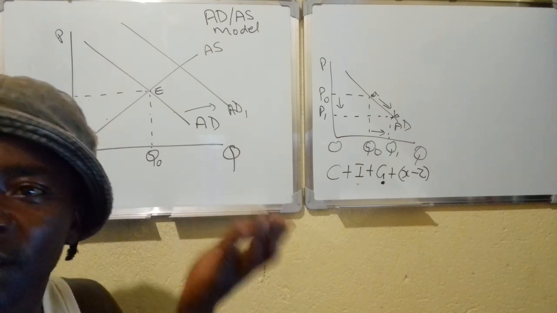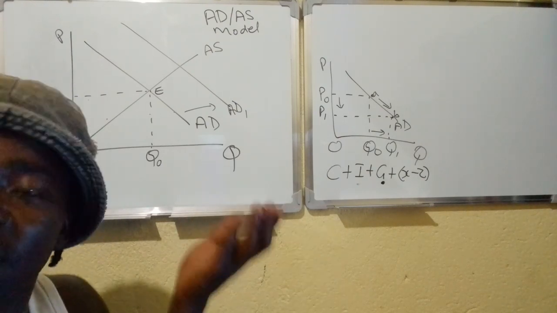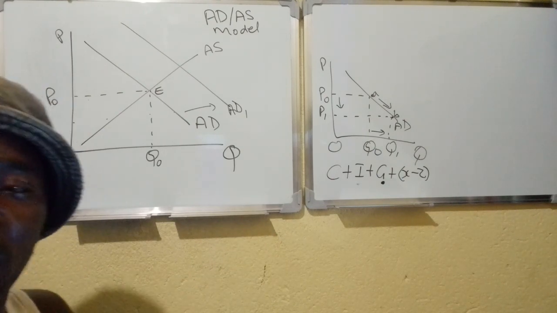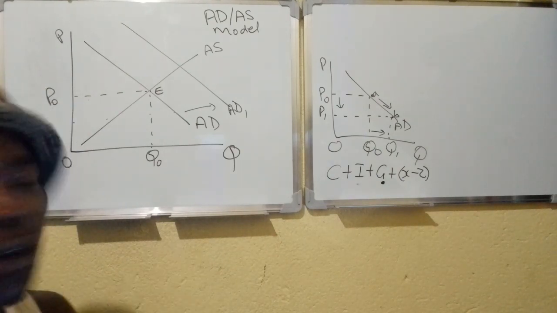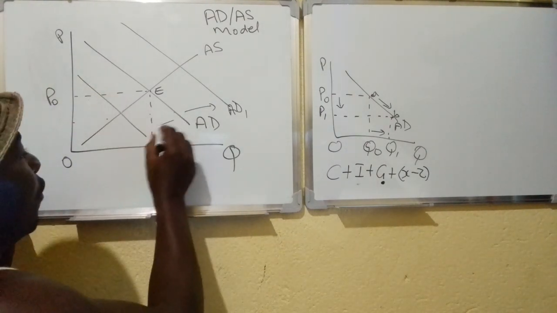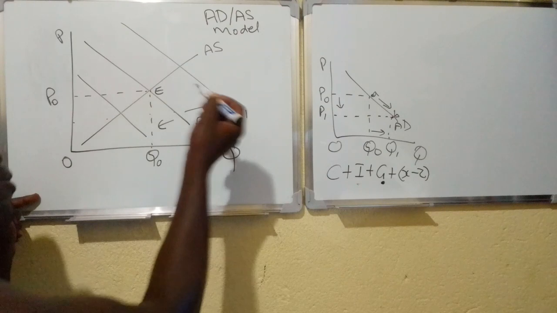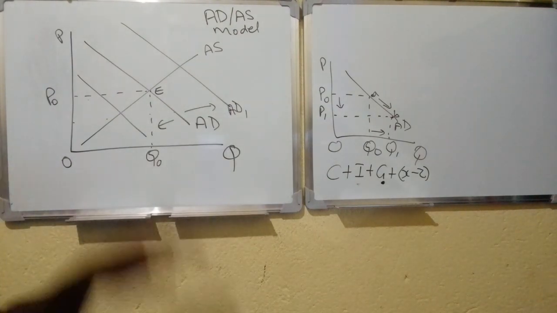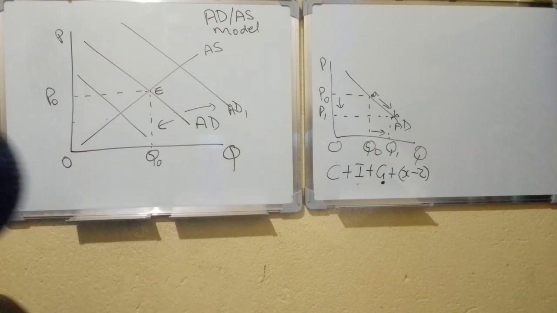For example, increasing taxes. Remember, when they increase taxes, they are taking money from our pockets. As they take money from our pockets, we are left with less money. So the demand for goods and services in that case will fall. The AD curve will go leftwards. Can you see? Now, the same thing can also be done by the monetary authorities.